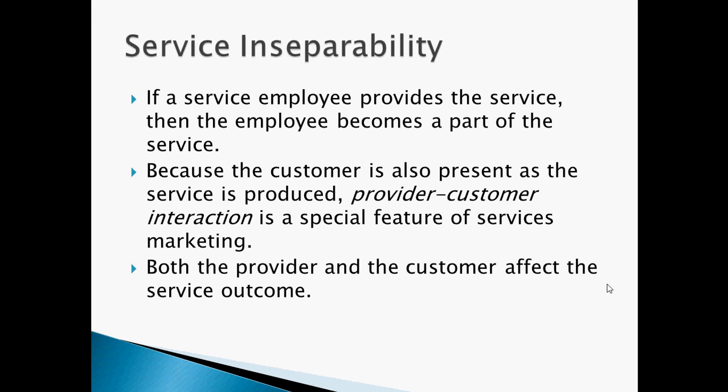If a service employee provides a service, then the employee becomes a part of the service because the customer is also present as the service is produced. Provider-customer interaction is a special feature of services marketing. Both the provider and the customer affect the service outcome.